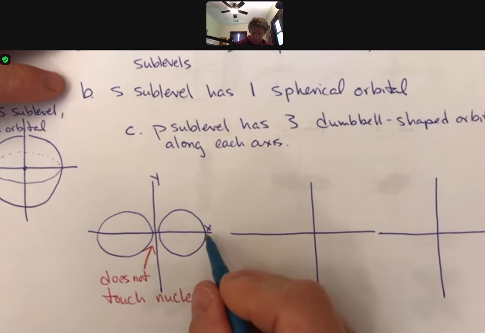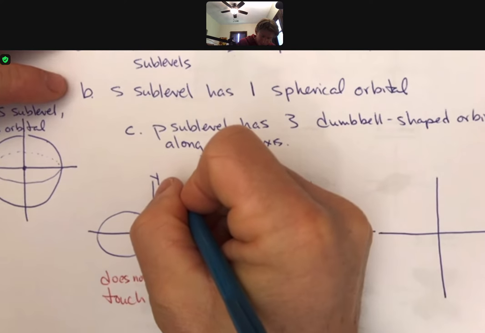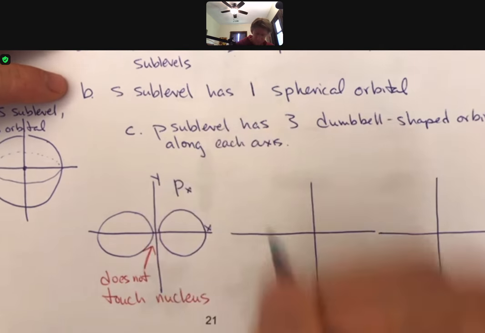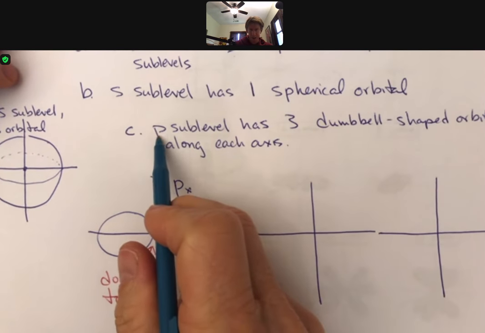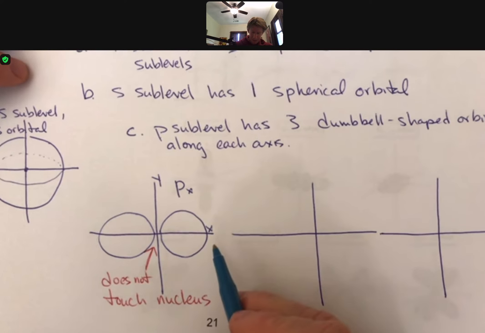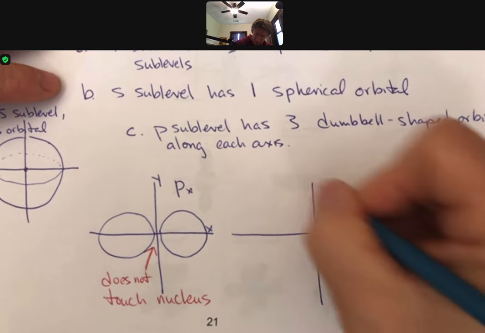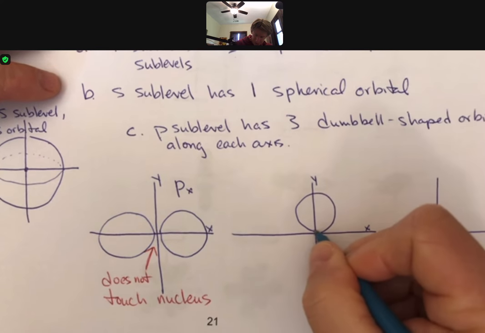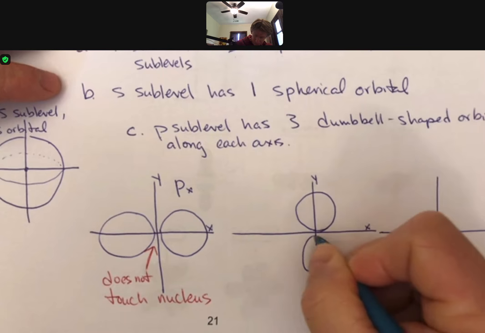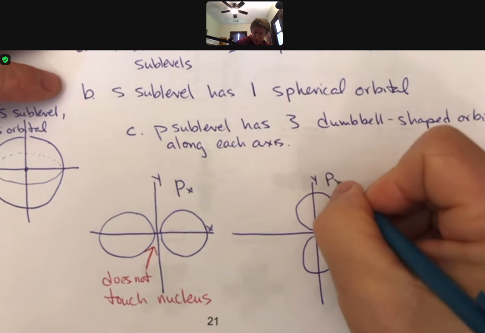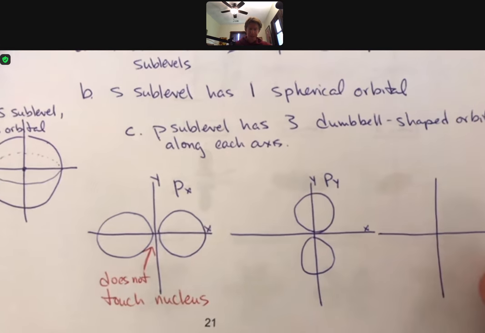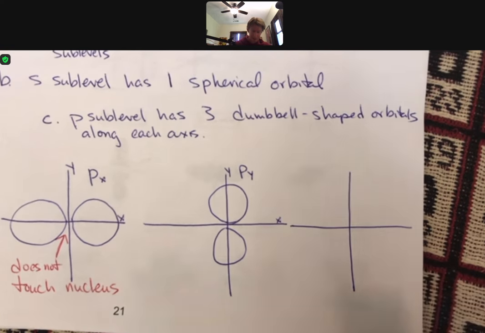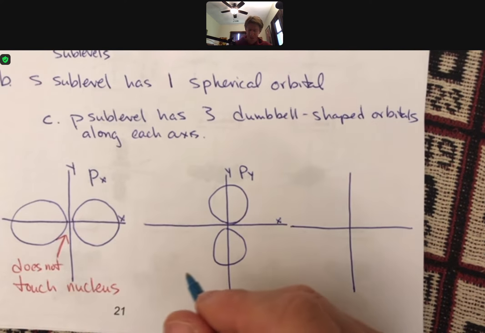And since this one's along the x-axis, this is going to be called P sub x. And that's a lowercase p. And these are all lowercase letters there. P sub x. And then if we draw on the y axis the same thing, that does not touch the nucleus, we would call this P sub y. And then those should be the same size. So we're doing our best here.